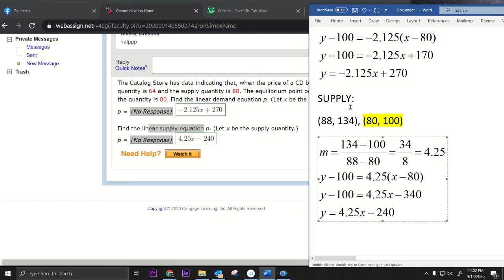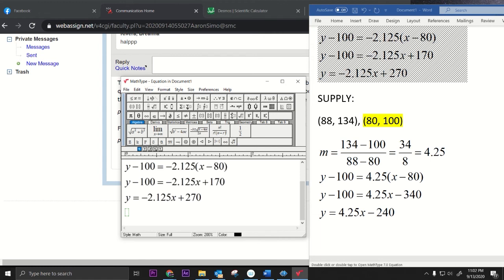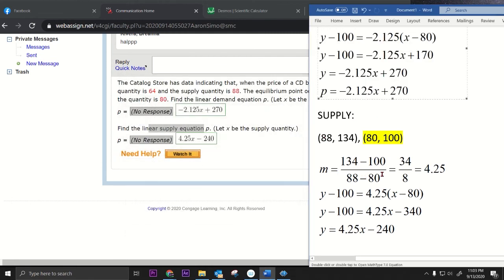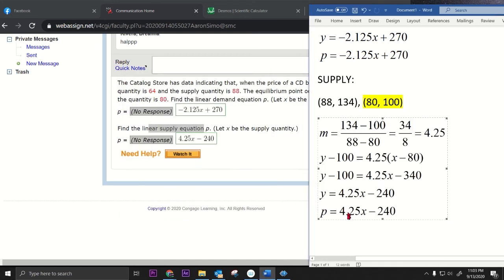Now, we did put it in y and x. One thing I might mention is that sometimes you want to write it as p. It's probably better to say p equals negative 2.125x plus 270. That's a better way to write it with p, because we're dealing with price and demand. Same thing here. We could change this to a P. Boom. It's a little nicer using P instead of y, because they're using P here, see?